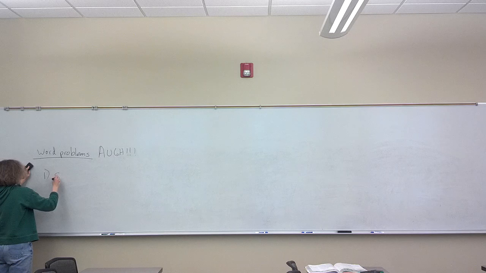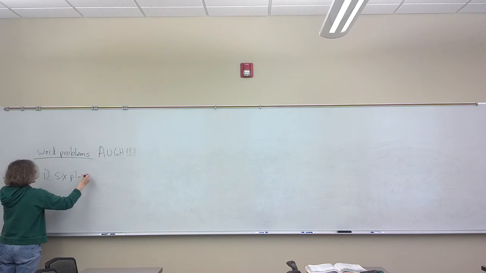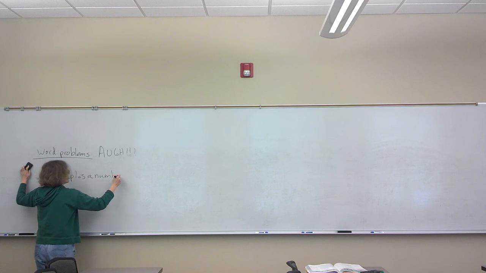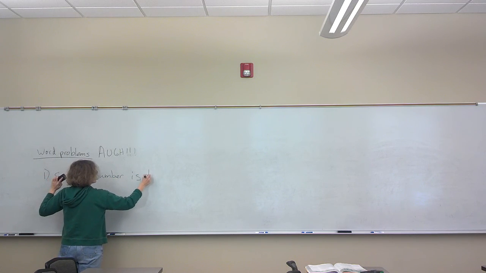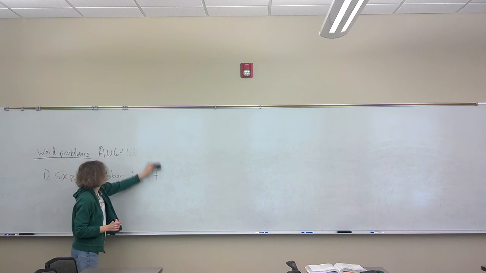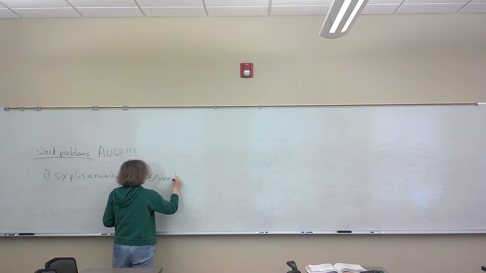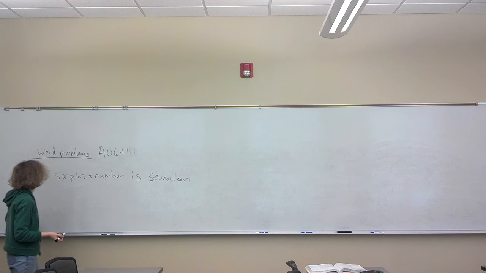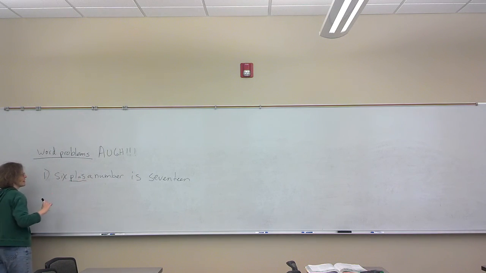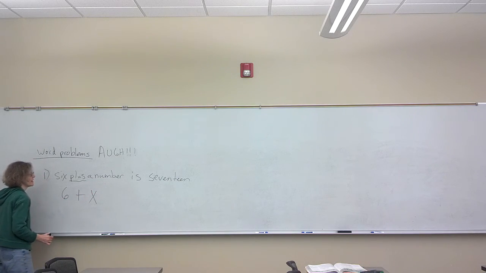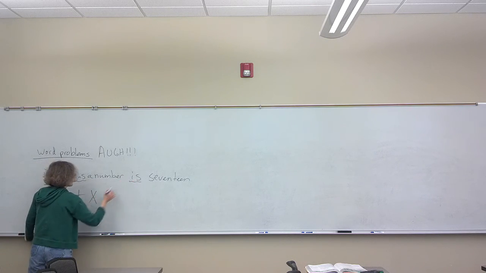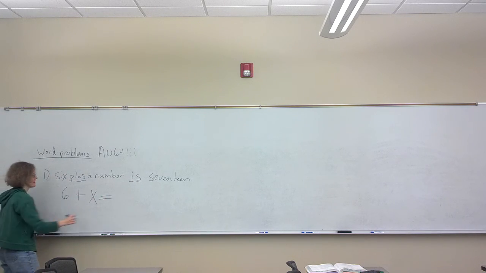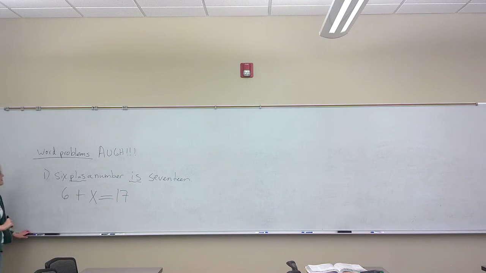You start out simply with something like 6 plus a number is 17. And you're just supposed to write it down. Well, anything like the word plus, add to, more than, increase by, that's going to give you the indication to add something. So we got 6 plus a number, we don't know what it is, so we're just going to call it x. Is is a special word that means the equal sign. And then 17 is just over by itself.